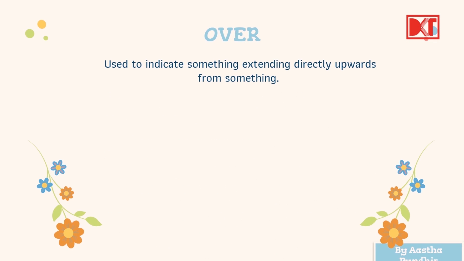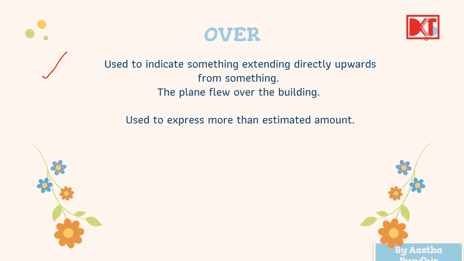Okay, next up we have "over". When is "over" used? To indicate something extending directly upwards from something. Like in the sense, the plane flew over the building. So what is this sentence indicating? This plane is extending directly upwards from where? From the building. That's when we can use "over". Next up, it is used to express more than the estimated amount. Like here, the price is over my expectation. So what is more than the estimated amount? The price. And which preposition are we using for it? Over.